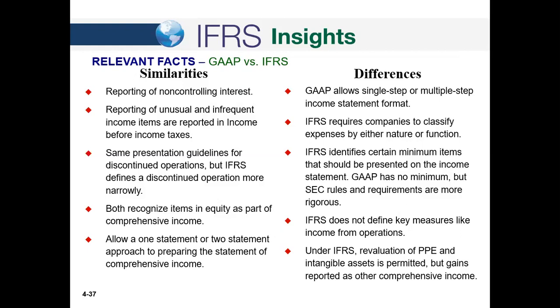IFRS does not define key measures like income from operations. And then under IFRS, the revaluation of property, plant, and equipment and intangible assets is permitted, but gains are reported as other comprehensive income. Generally speaking with GAAP, for property, plant, and equipment, we would use the historical cost concept. As we saw in the previous chapter, IFRS allows for the fair value measurement principle. So there are some differences there. So that is the end of chapter 4.